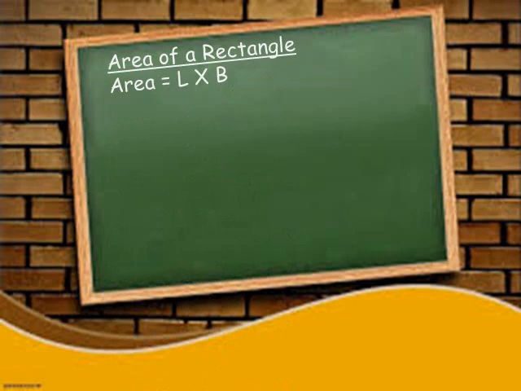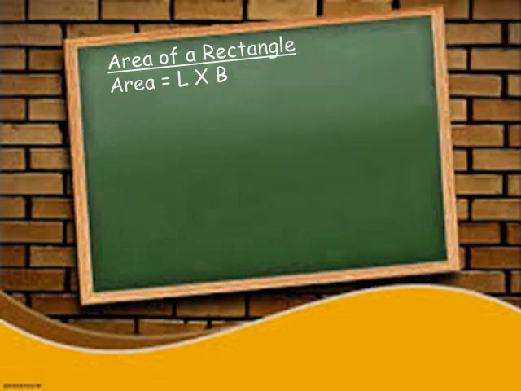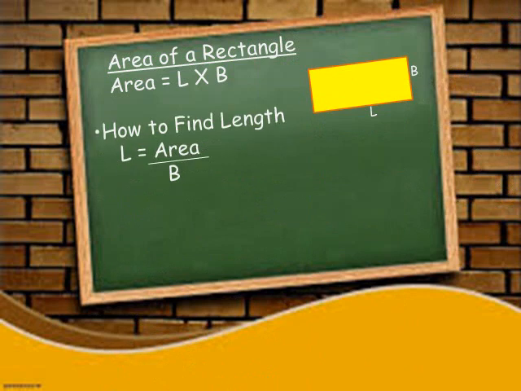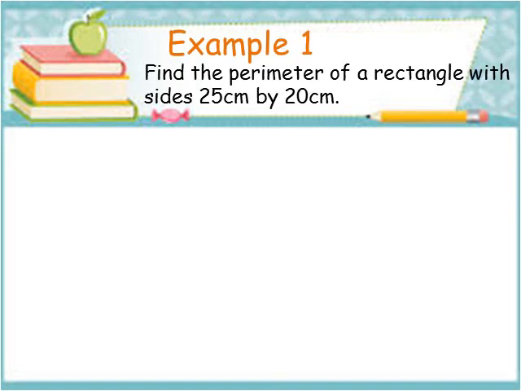Now, area. Area of a rectangle, we make use of the formula length times breadth. Length times breadth. How to find the length? Length equals area divided by breadth, because division is the opposite of what? Multiplication. Area divided by breadth. To find breadth, area divided by length.